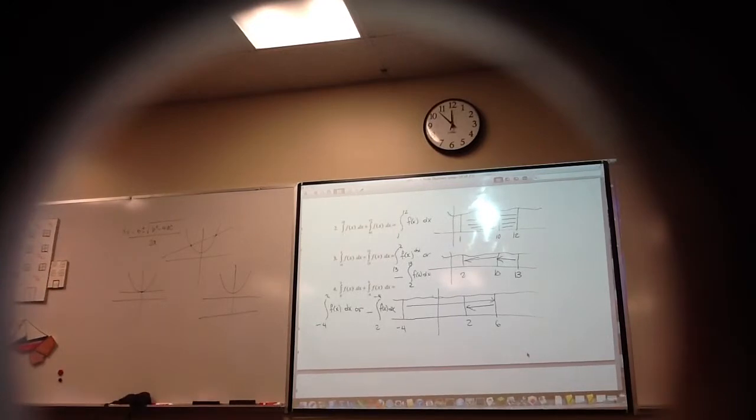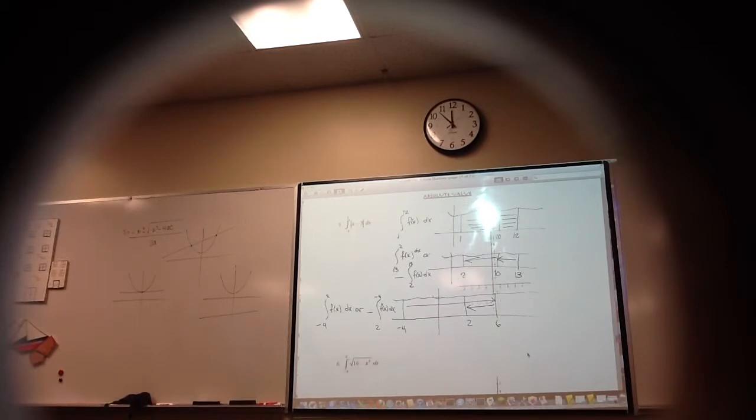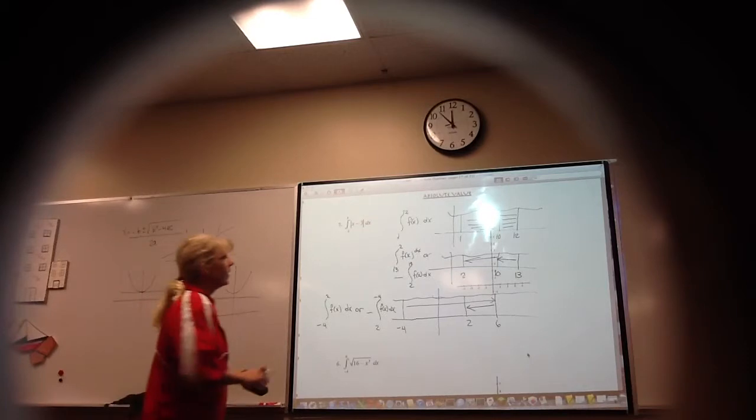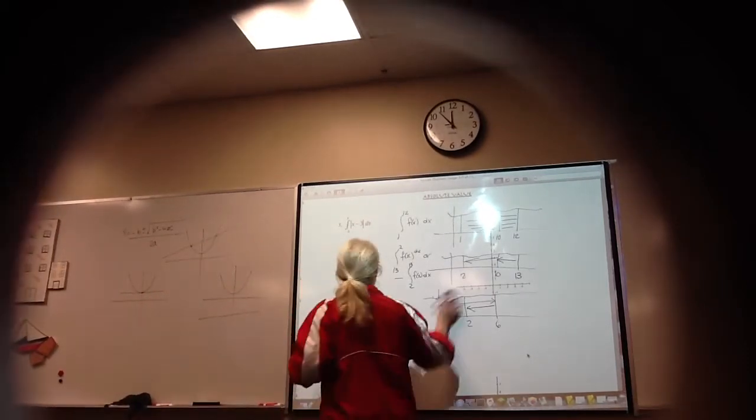How many more pages to do? With absolute value, I think because we're reviewing this. We're finishing this all the way? Yeah, I think that's the plan. So we have 3 more pages?